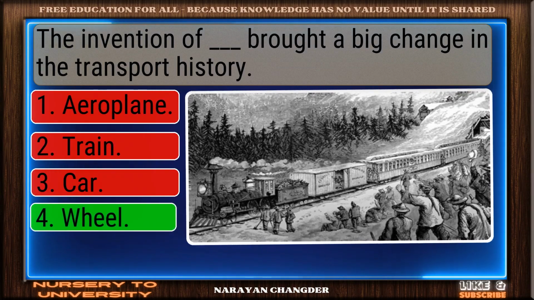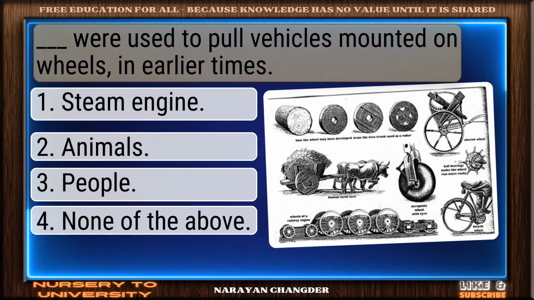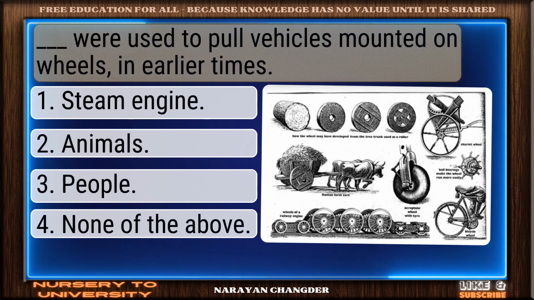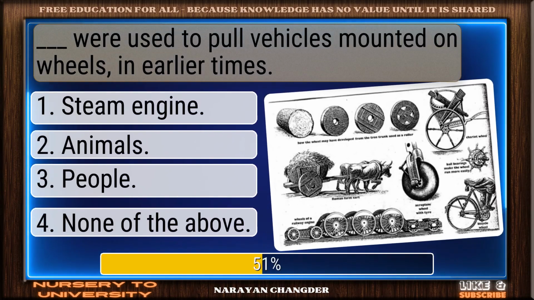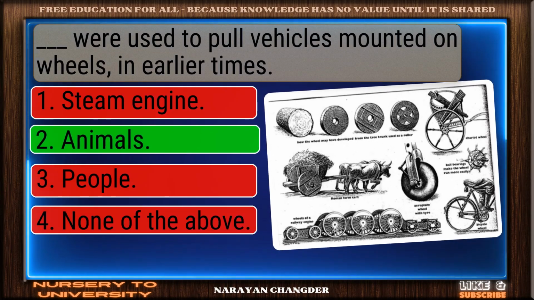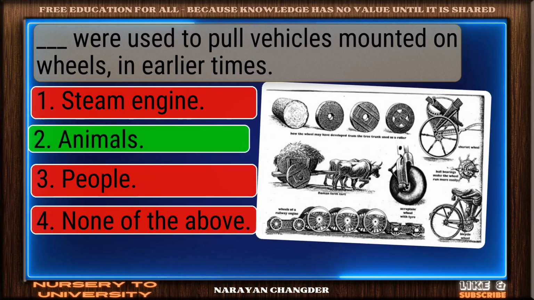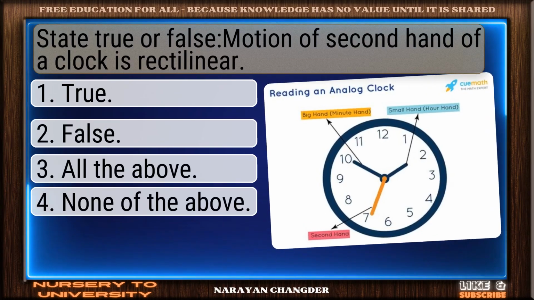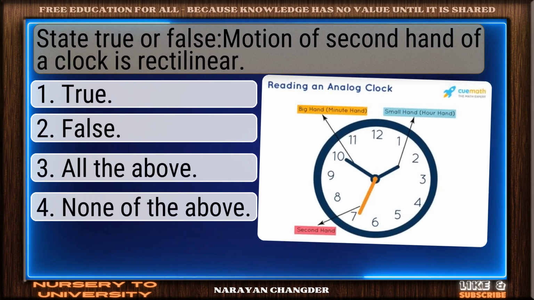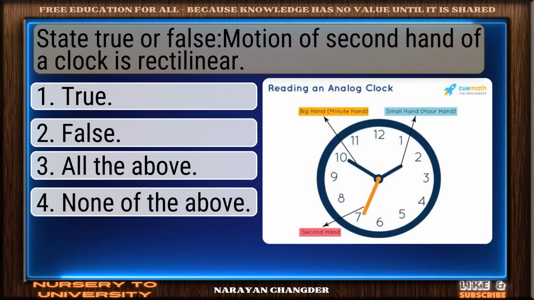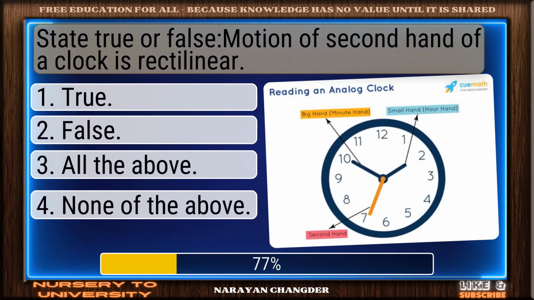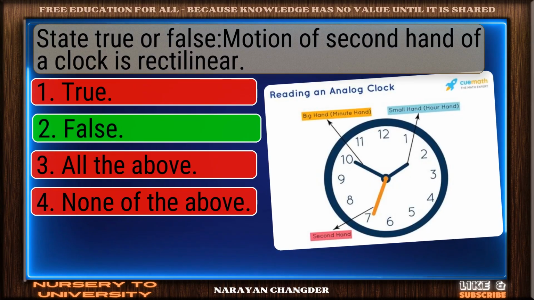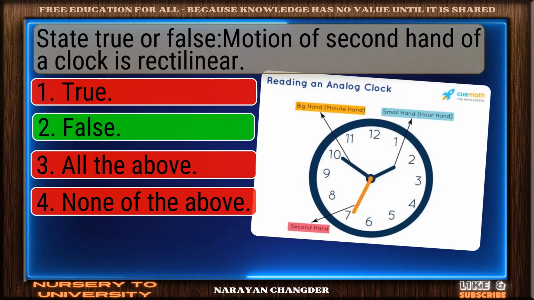Excellent. Wheel is a brilliant choice. Dash were used to pull vehicles mounted on wheels in earlier times. Solid response. Animals is a valid choice. State true or false. Motion of second hand of a clock is rectilinear. Right choice. False is the best answer.